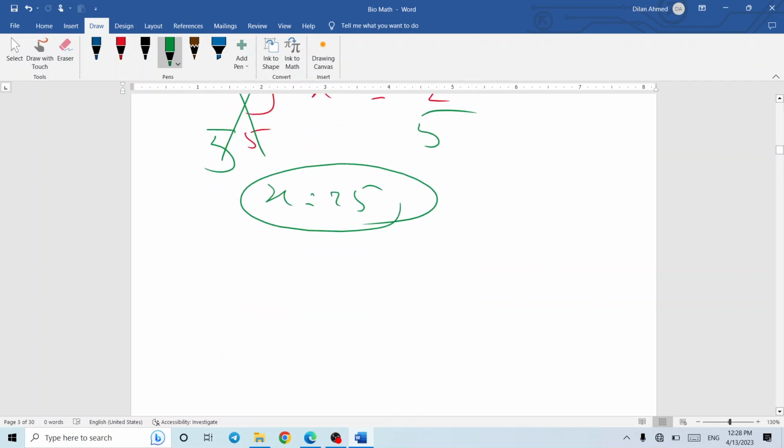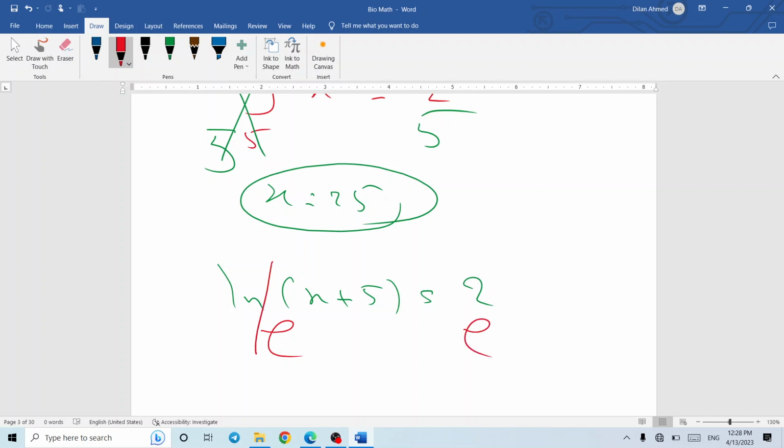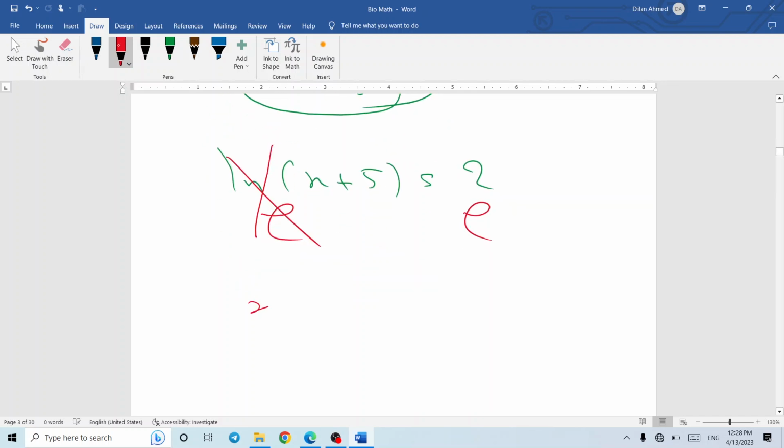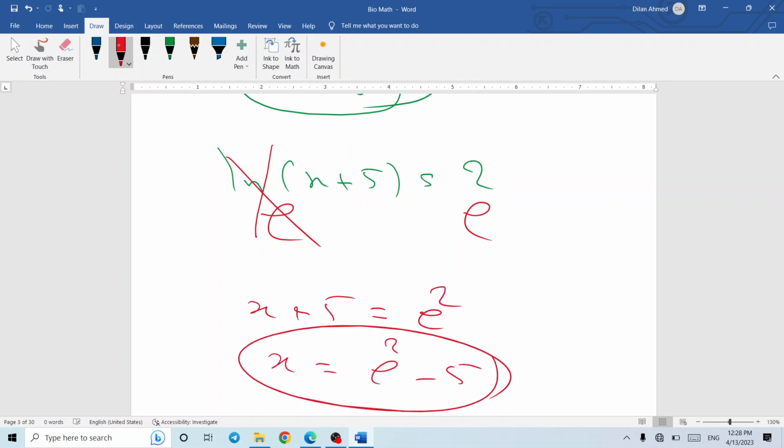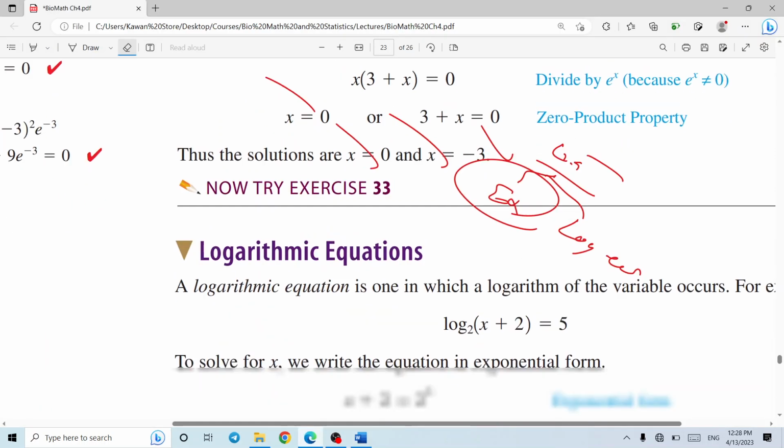How about if I have ln of x plus 5 equal to 2? I say what? I say e to the e. That one will be cancelled. x plus 5 equal to e to the power 2. And x is equal to e to the power 2 minus 5. You got it? If you got it, solve that one for me.